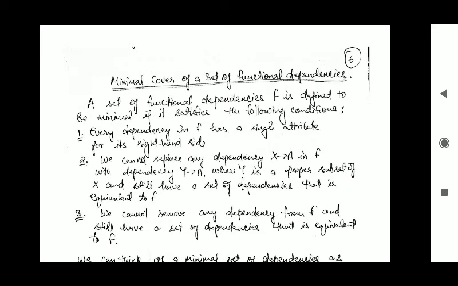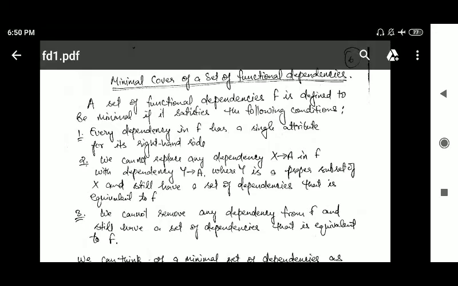The second condition is that we cannot replace any dependency X implies A in F with a dependency Y implies A, where Y is a proper subset of X, and still have a set of dependencies that is equivalent to F. It means if there is a dependency X implies A in F, then we cannot replace X by any of its proper subset Y, right? We cannot replace X by any of its proper subset Y and still have a set of dependencies that is equivalent to F.